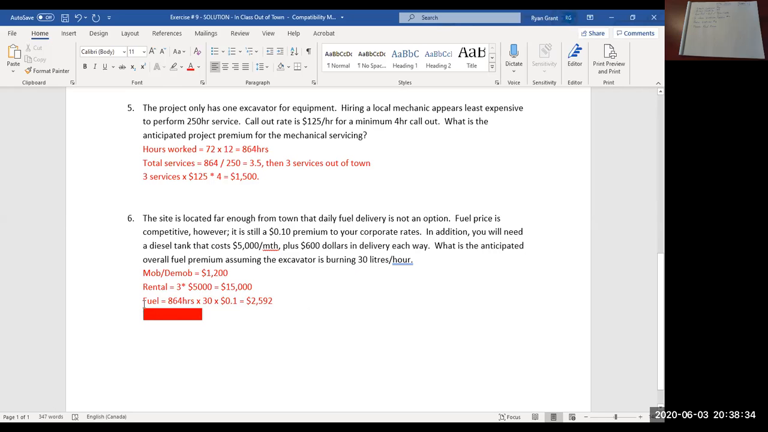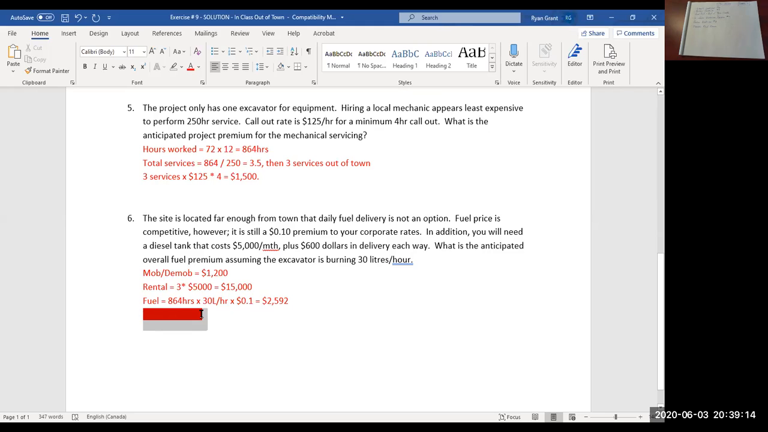The fuel that we'll need, so we have 864 working hours. So the machine will be running that long. It consumes 30 liters per hour. So multiply those two together to see how many total liters we'll burn through. So times the premium. So we said we had a 10-cent premium over and above what we're used to paying for fuel. So multiply all those 3 together, and that's $2,592.